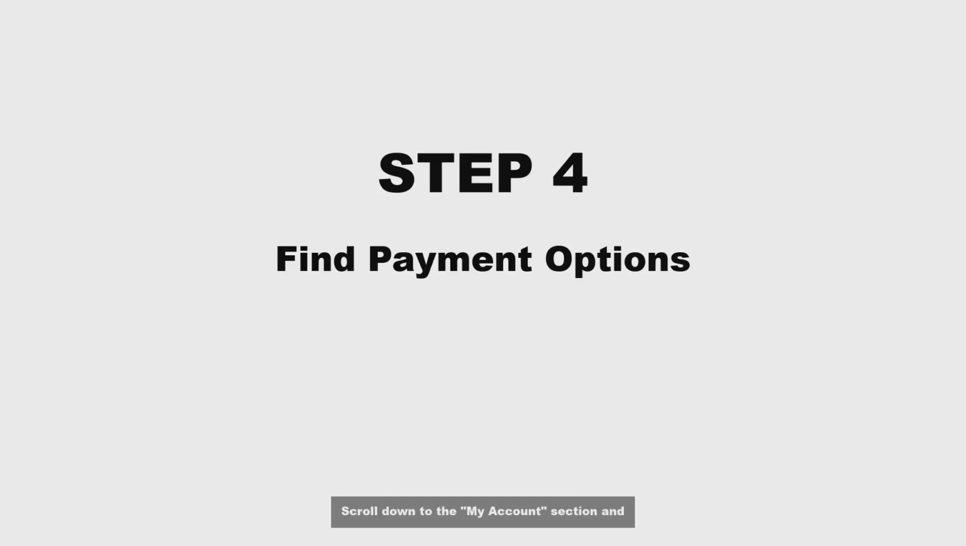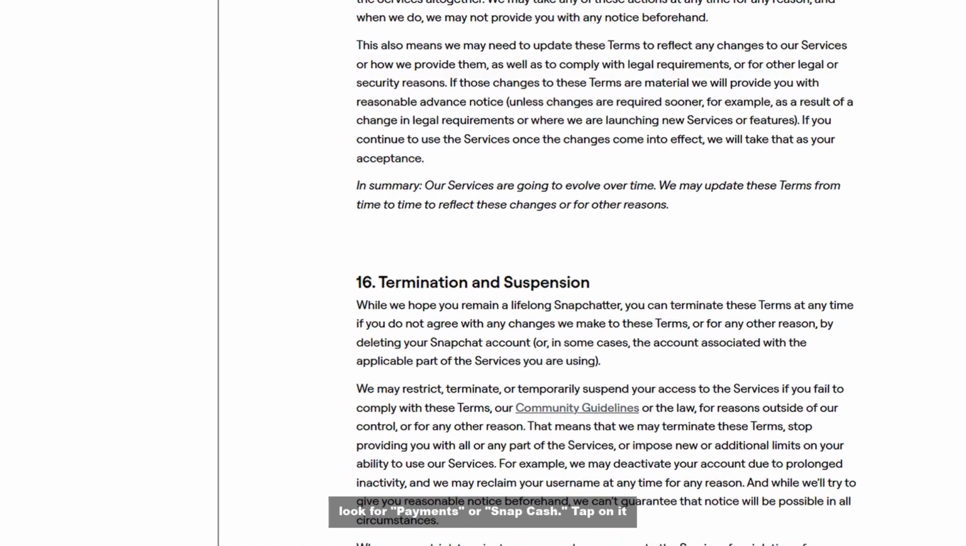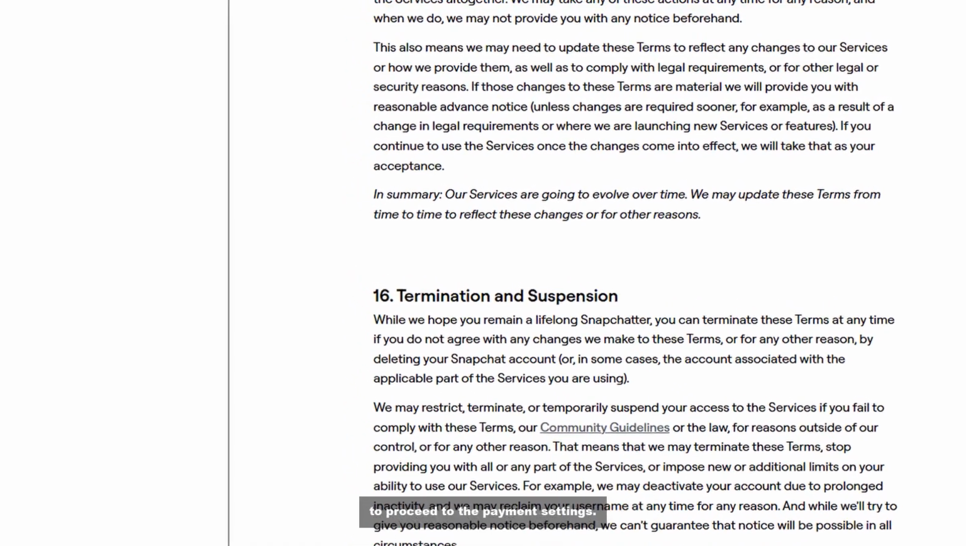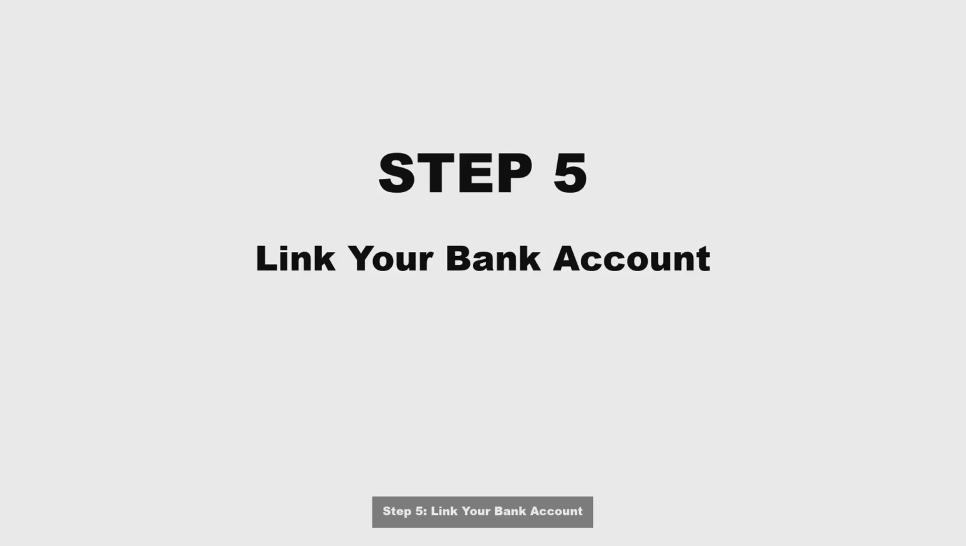Step 4. Find Payment Options. Scroll down to the My Account section and look for Payments or Snap Cash. Tap on it to proceed to the payment settings.